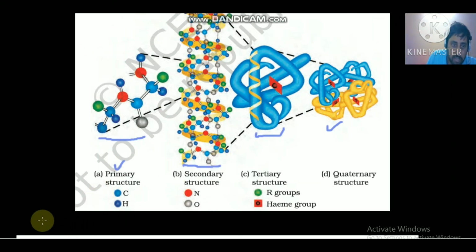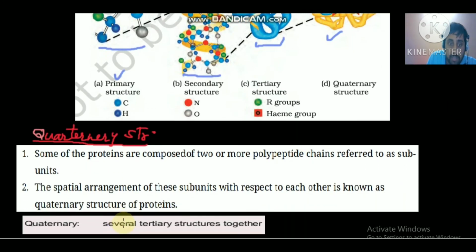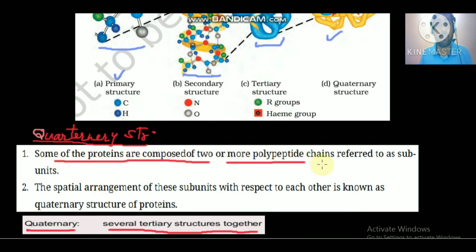Now in the Quaternary structure we can again say, the Quaternary structures of the proteins. When several tertiary structures are taken together, then they form the Quaternary structure. Or in some cases we can say some proteins are composed of two or more polypeptide chains.